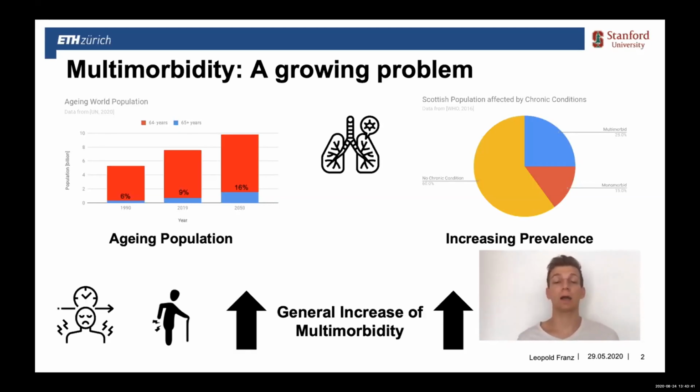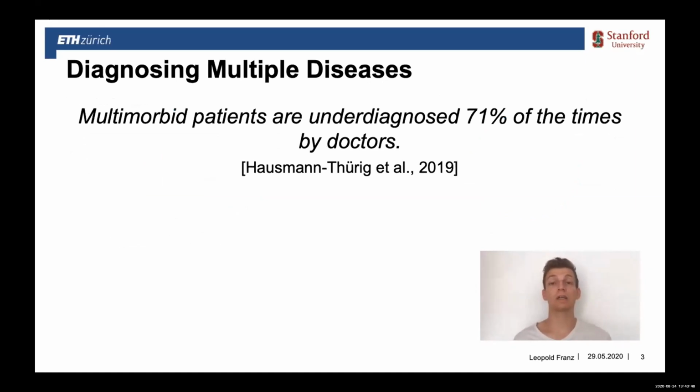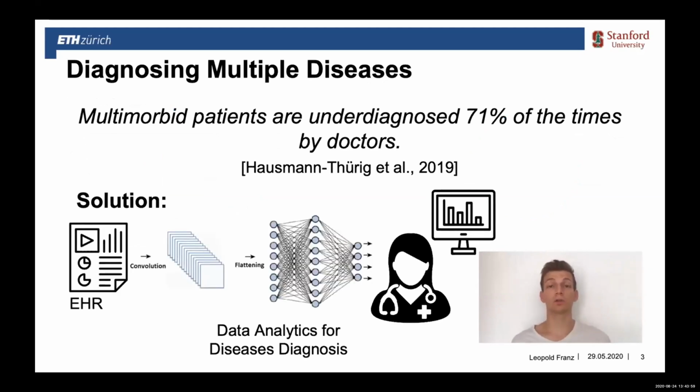As a result, we're seeing a high increase in people that are affected by multiple diseases that need to be accounted for. All these long-term conditions need to be correctly diagnosed. Currently, a recent paper has shown that multimorbid patients are underdiagnosed 71% of the time by doctors. Our solution is to provide a data analytics solution that analyzes EHRs and then, using deep learning algorithms, provides doctors with support to correctly diagnose all conditions.